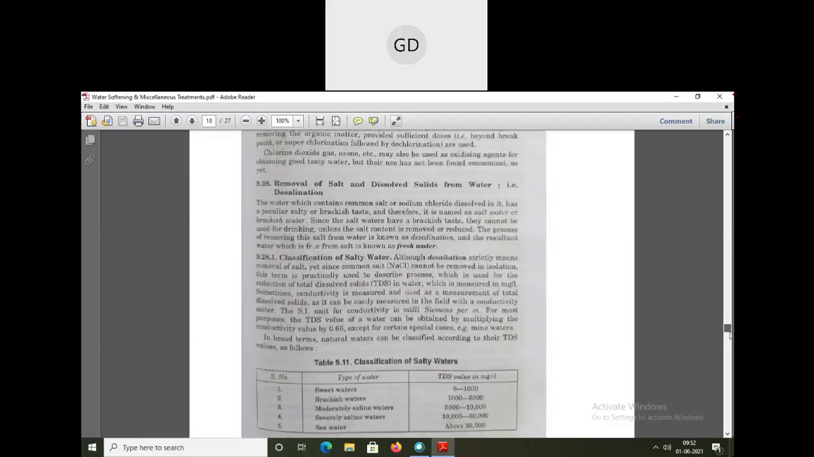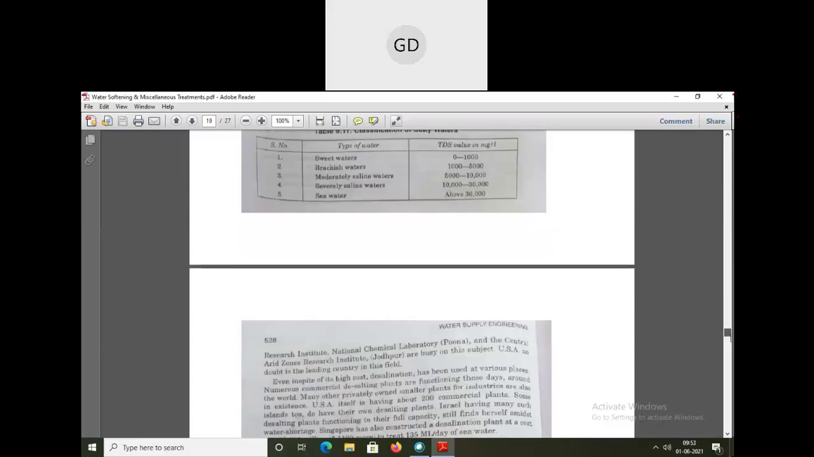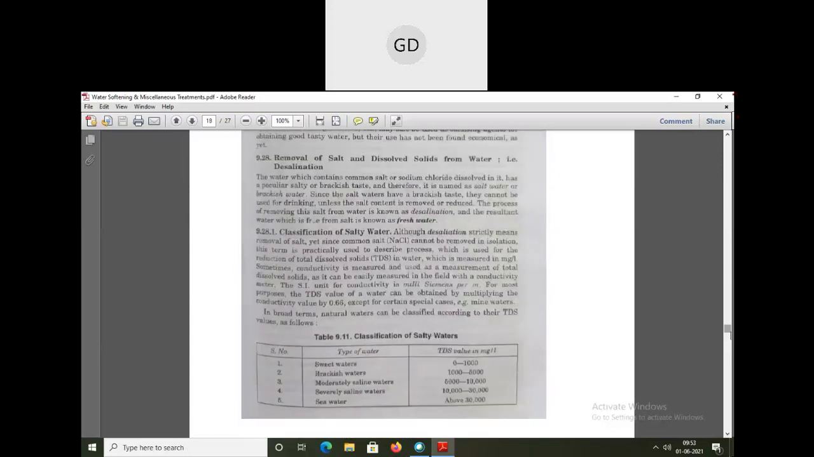Here we have some classifications of salty water. We know that this water has some sodium chloride dissolved in it, so it gives a peculiar salty taste to the water. So we have some classification of salty water also. You can see it in terms of TDS, how much value is there. In terms of total dissolved solids, you can classify the salty water.